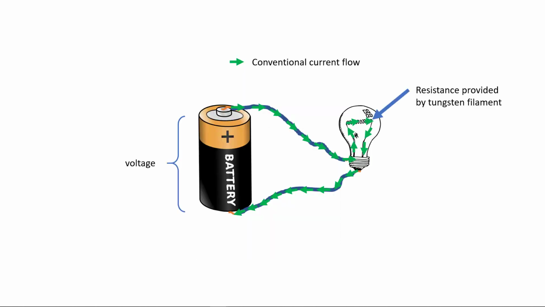Anything that gets in the way of current flow we call resistance. The tungsten filament in this light bulb has resistance and slows down the flow of current. Notice that we went back to conventional current flow, as electron flow is only used when discussing what's taking place at the atomic level. Resistance is measured in ohms.